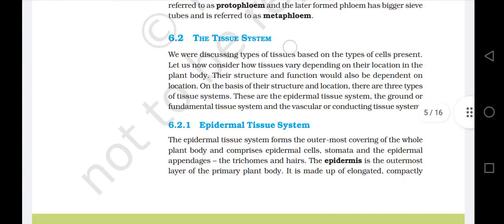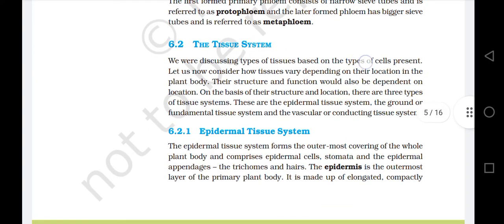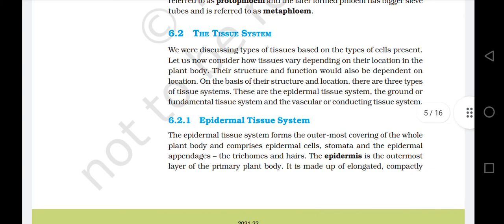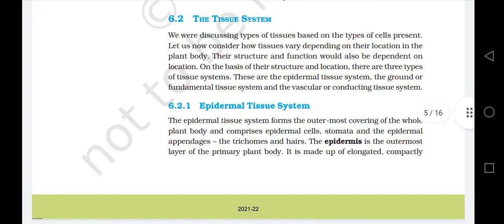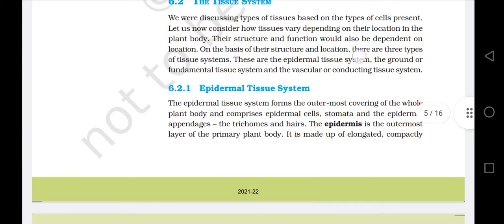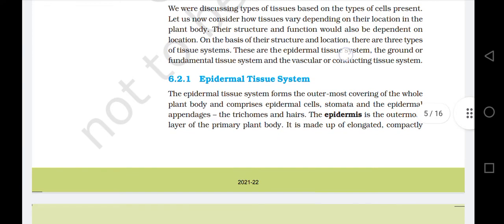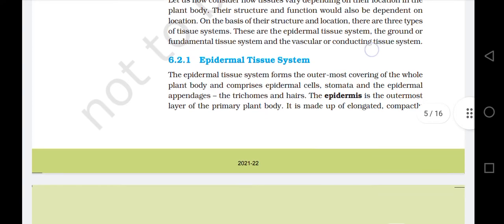6.2 The tissue system. We were discussing types of tissues based on the types of cells present. Let us now consider how tissues vary depending on their location in the plant body. Their structure and function would also be dependent on location. On the basis of their structure and location, there are three types of tissue systems. These are the epidermal tissue system, the ground or fundamental tissue system, and the vascular or conducting tissue system.